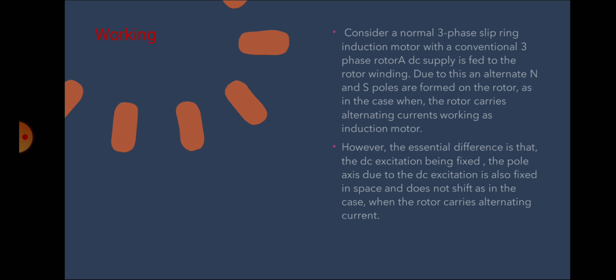The essential difference is that, DC excitation being fixed, the pole axis due to DC excitation is also fixed in phase and does not shift as in the case when the rotor carries alternating current. Fixed rotor poles get magnetically locked with the rotating magnetic field produced by the three-phase stator winding carrying alternating current, and the motor runs at a constant speed equal to the synchronous speed.